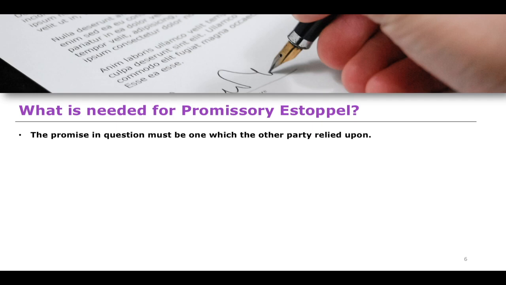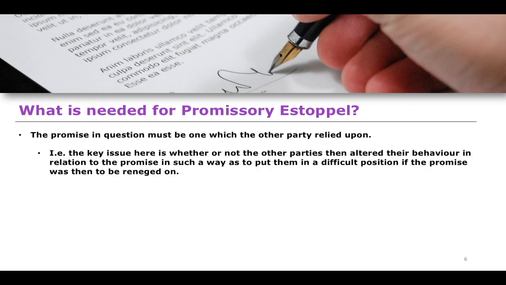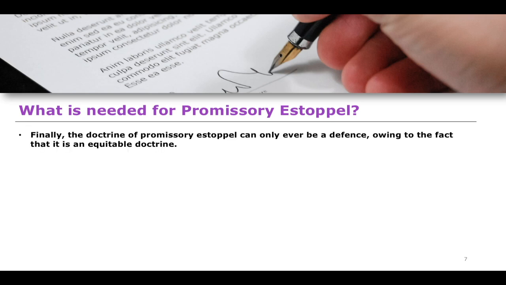The next point is that the promise in question to waive the rights must be one that the other party relies upon and acts upon. So again, if we remember back to the previous lesson, what had happened here is that the other party, as a result of the fact that they had been promised that their rights would be waived, altered their behaviour in relation to the promise in such a way that it would put them in a difficult position if the promise was then to be reneged upon, if they went and tried to enforce their rights.